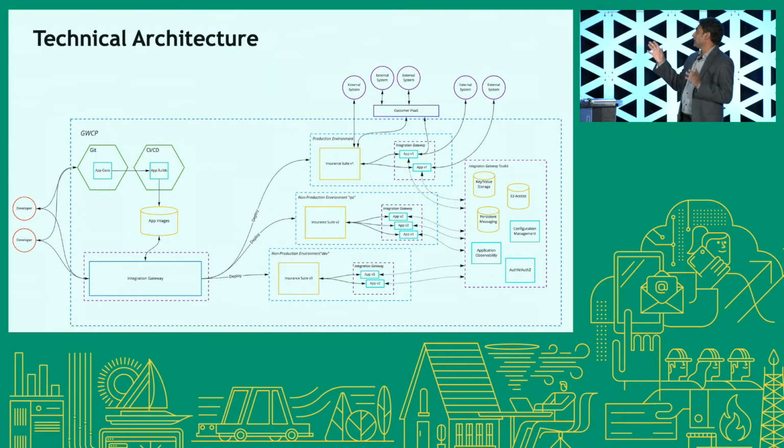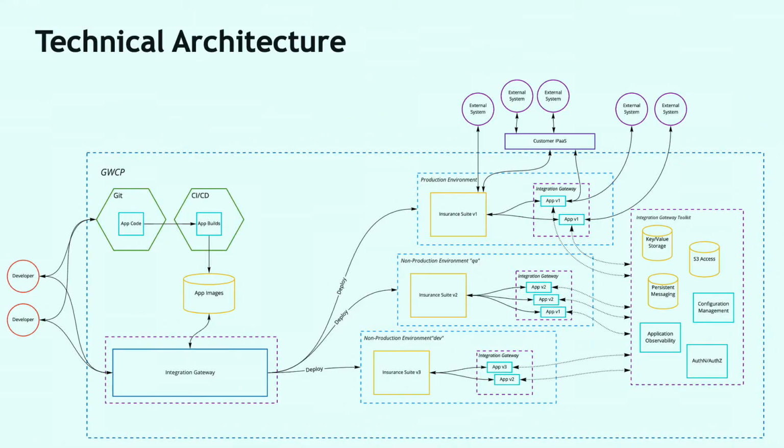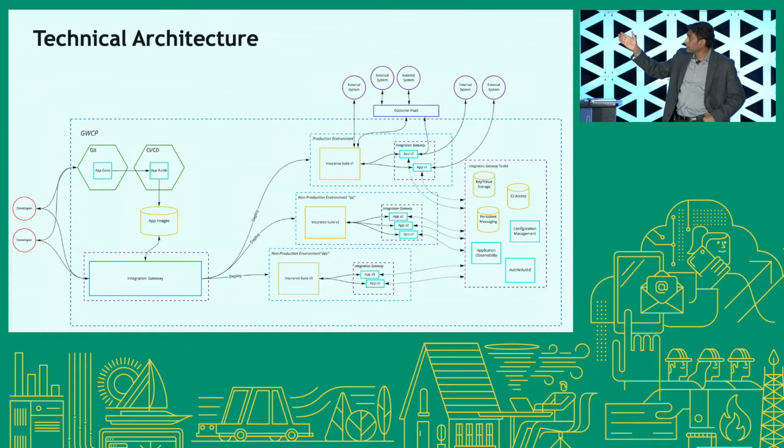Just briefly on the technical, or conceptual, architecture. This will sound very familiar. This is how InsuranceSuite is deployed today. You have a developer who builds the applications locally and then commits to a repo, which kicks off a pipeline. That will generate a Docker image, which is part of the integration gateway. You can take that and deploy it into your non-production or production environment.